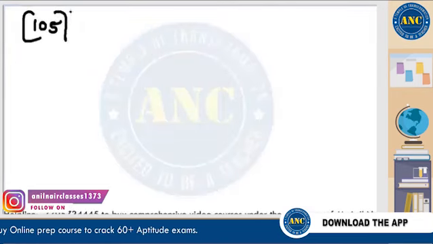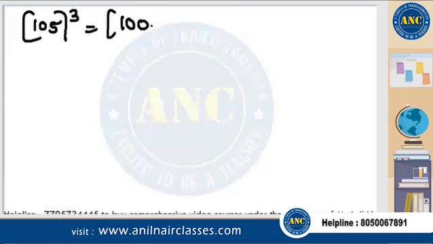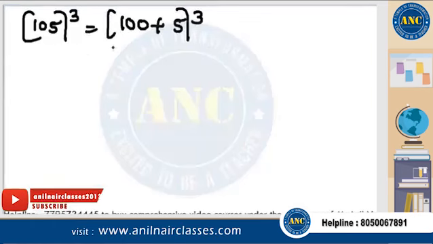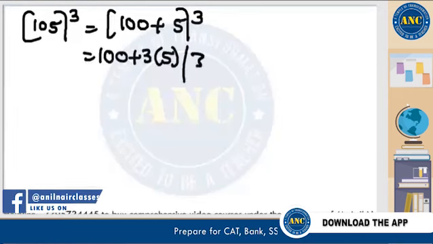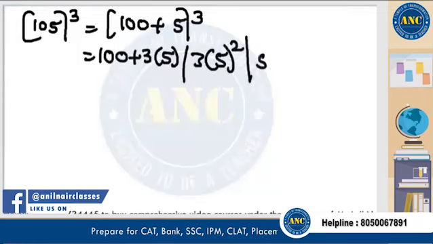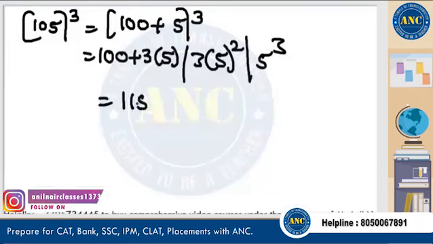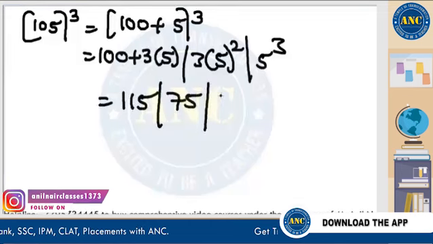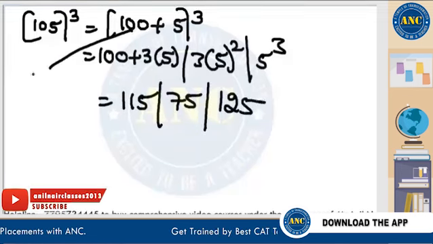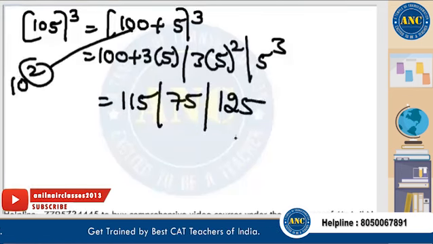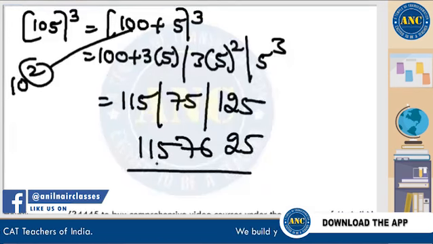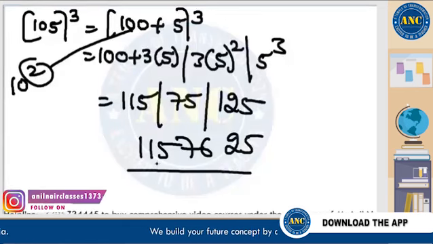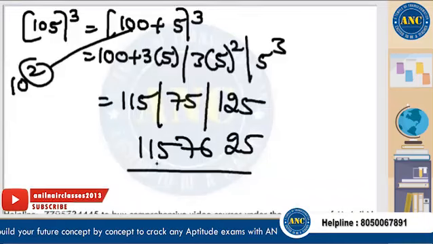105 whole cube. Now you can directly say the answer if you know this concept. 100 plus 5 power 3. So this will become b, 3x, next is 3x square and next is x cube. This is 115, this is 75. 5 cube is 125. 100 is 10 square, so last two places 2 digits: 25, 1 carried, 76, 115. Directly you will get the answer if you know it.